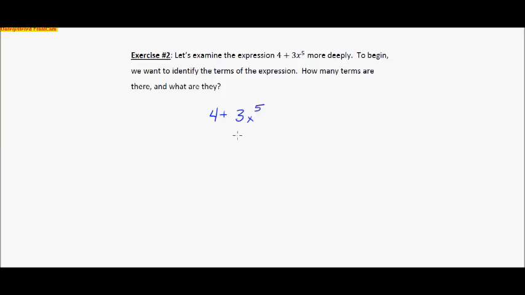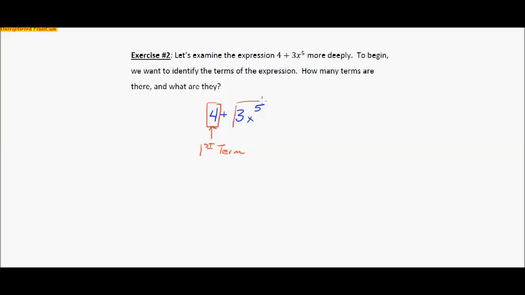Now terms are usually separated by pluses and minuses, and sometimes division symbols, but sometimes not. It just takes practice to recognize these things. But if I look at this expression, I want to separate the terms. Well, this plus sign separates this term. There's one term. Okay, I'm going to label that. That's the first term.